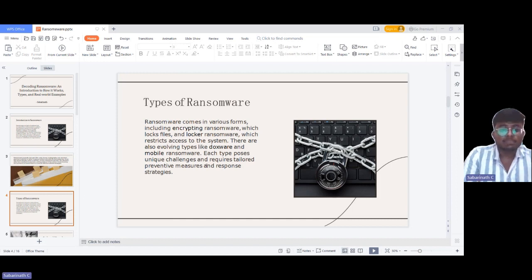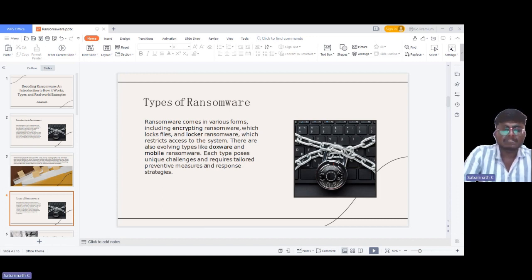MBR ransomware, Master Boot Record. Master Boot Record ransomware targets the essential system component responsible for booting the operating system. By corrupting the MBR, it prevents the system from loading. Petya and NotPetya are the examples.